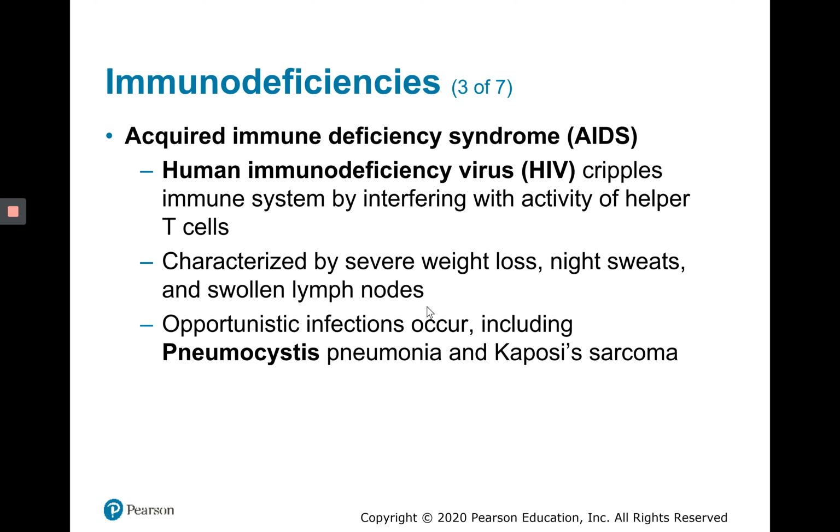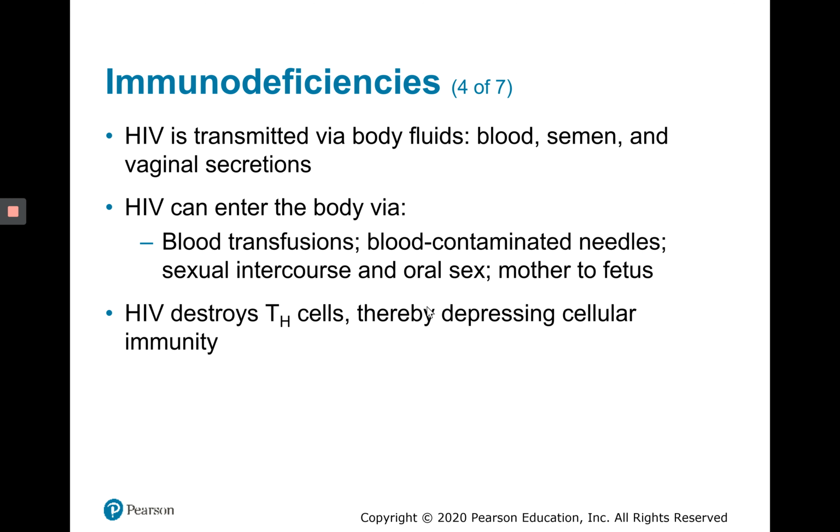There's also the acquired immune deficiency syndrome, or AIDS, and the human immunodeficiency virus cripples the immune system by interfering with activity of helper T cells. And this is characterized by severe weight loss, night sweats, swollen lymph nodes, and opportunistic infections, including pneumocystis pneumonia and Kaposi sarcoma. HIV is essentially transmitted via bodily fluids, so blood, semen, and vaginal secretions. HIV enters the body via blood transfusions, blood-contaminated needles, sexual intercourse, and oral sex, or from mother to fetus.